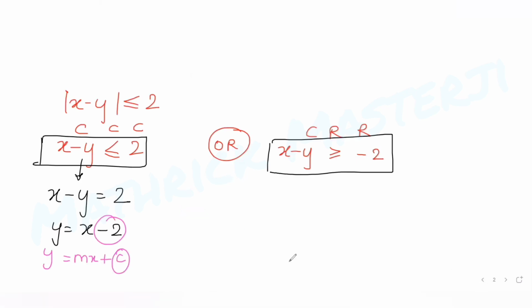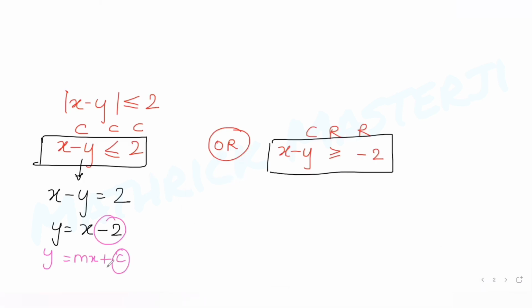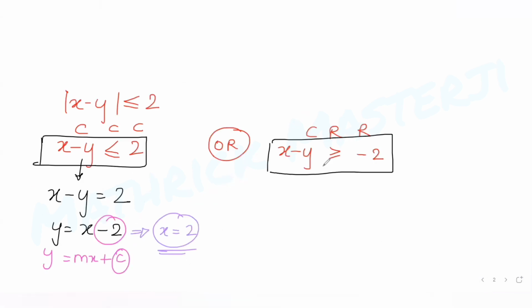Also, if I want to find the x-intercept, where it is touching the x-axis, I put y as 0. So I get x minus 2 is equal to 0, that gives you x is equal to 2. If I find my y and x-intercepts, I can plot the line. So x is equal to 2, you get this somewhere here, and you get your line here. This is your line, the first line, y equals x minus 2.